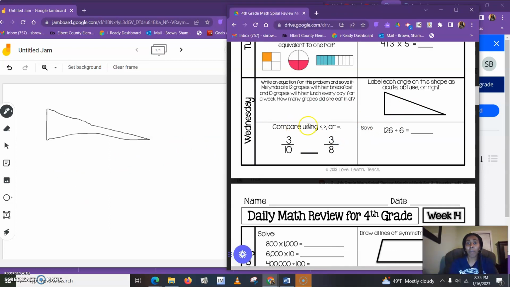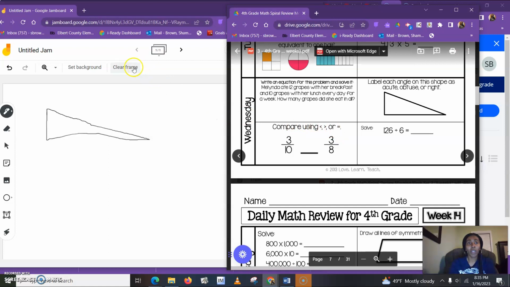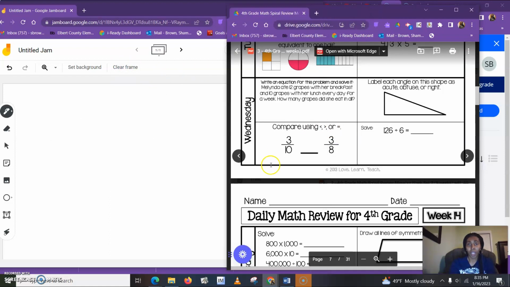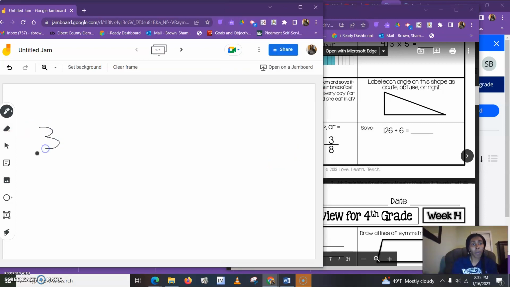Then this one you have to compare using the following. You use either less than, greater than, or equal to. And you're going to compare these two fractions. And remember, to compare fractions, you need a common denominator. So let me just show you how to do that.